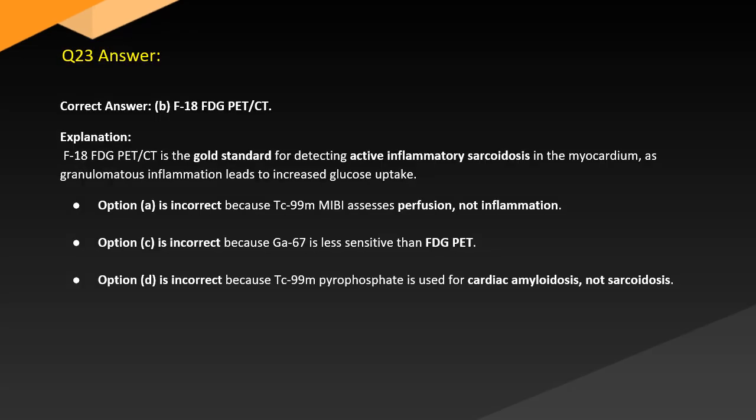Answer. Correct answer B. F18-FDG PET. Explanation. F18-FDG PET is the gold standard for detecting active inflammatory sarcoidosis in the myocardium, as granulomatous inflammation leads to increased glucose uptake. Option A is incorrect because Tc-99m MIBI assesses perfusion, not inflammation. Option C is incorrect because Ga-67 is less sensitive than FDG PET. Option D is incorrect because Tc-99m pyrophosphate is used for cardiac amyloidosis, not sarcoidosis.